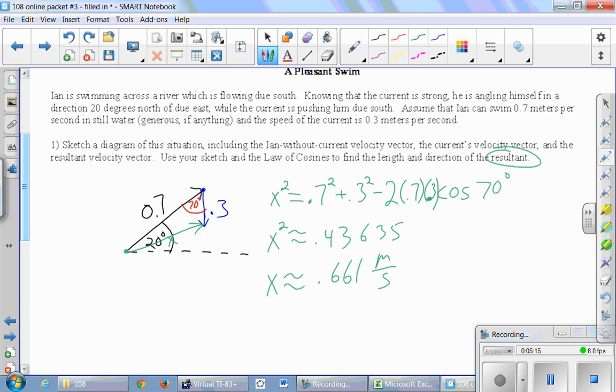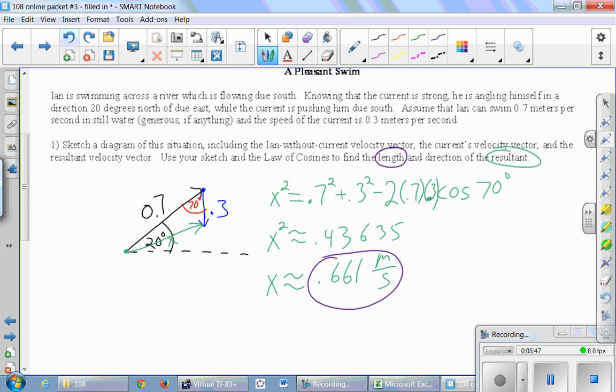So what we just figured out was the length. Let's see what color we can do here. Purple. So the length of the resultant vector is 0.661. And then in order to get the direction, what we really want to know is what's this angle right in here? Because essentially that's the direction we're headed. Are we going like 10 degrees north of east or 5 degrees north of east? That's what we're after. So in order to find that angle, how about we first find this angle in here?